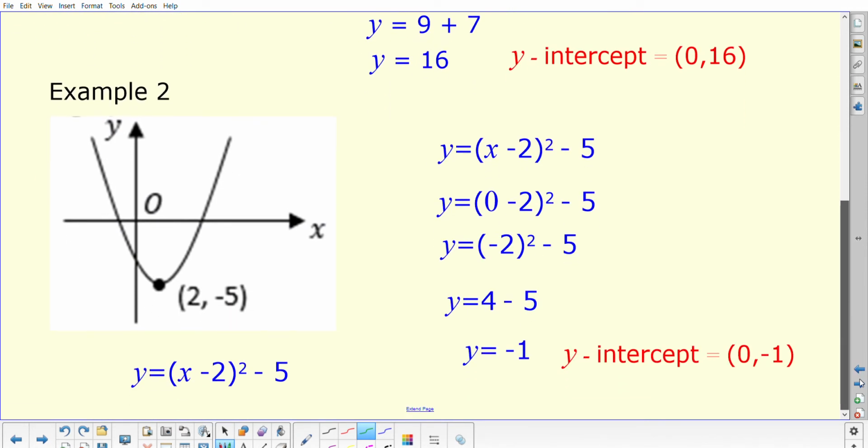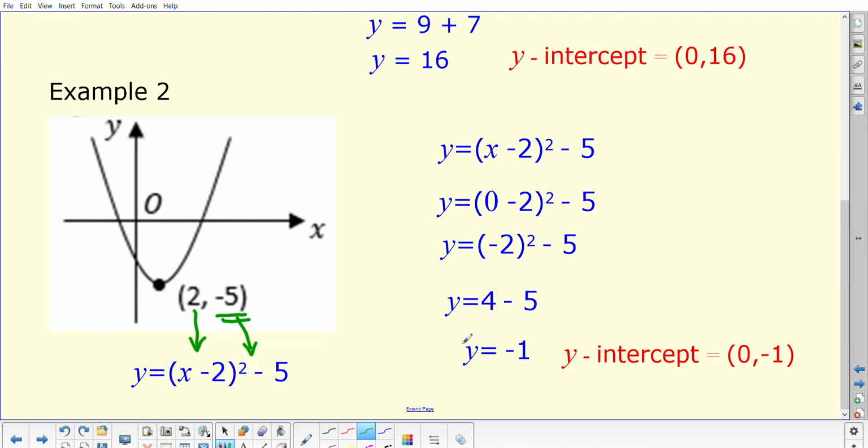For example 2, again this was one that I know is in your notes, the equation of that. Remember the point is 2, so in the brackets it must have been minus 2, whereas this here matches, you've got the minus 5 going on at the end. So always remember the x1 is always the opposite sign. That's the equation of that curve.